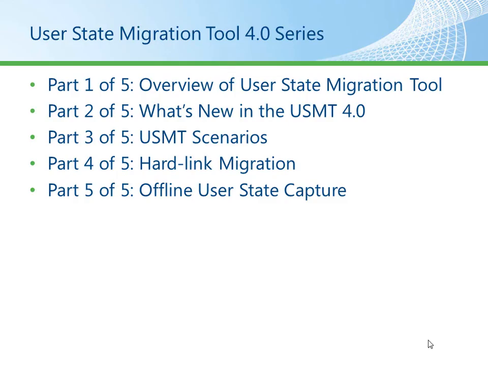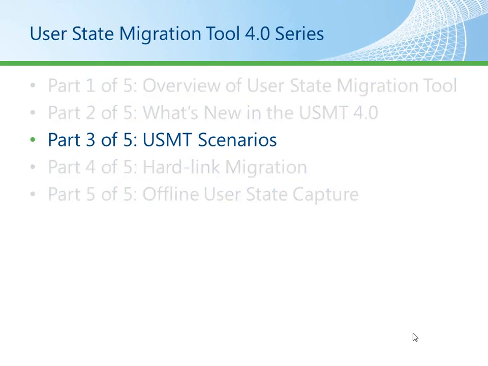The User State Migration Tool 4.0 series that we're doing here is split up into 5 parts. Part 1 is the overview of the User State Migration Tool itself. Part 2 is we'll take a look at what's new in the USMT 4.0. Part 3 is the USMT scenarios. Part 4 is the hard link migration. And then finally on Part 5, we'll take a look at using the USMT for doing offline user state capture. Today we're going to be talking about the USMT scenarios, part 3.